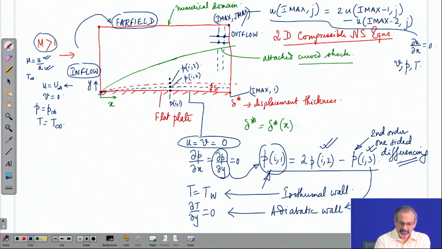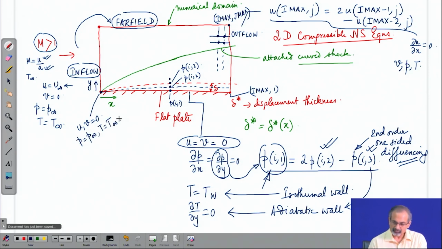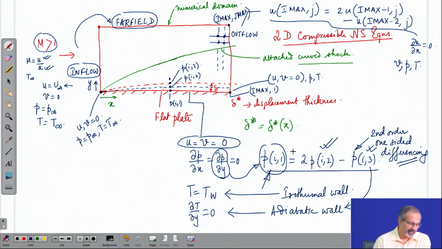At the corner here, you have to impose the no slip condition, but then you can retain the pressure and temperature as free stream values. At this corner again it continues to remain as a no slip corner point, but then pressure, temperature etc. can be part of the outflow calculations or part of the wall calculations. So, that is how you should be able to solve this problem.